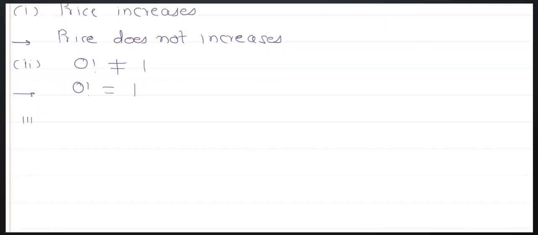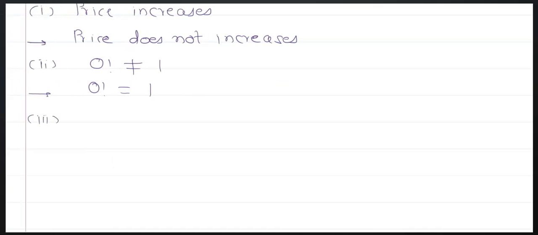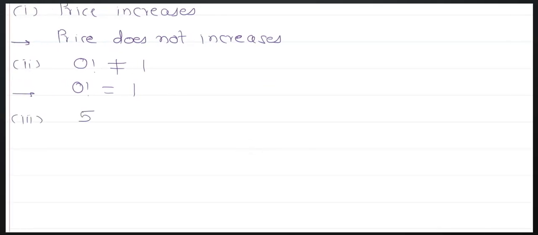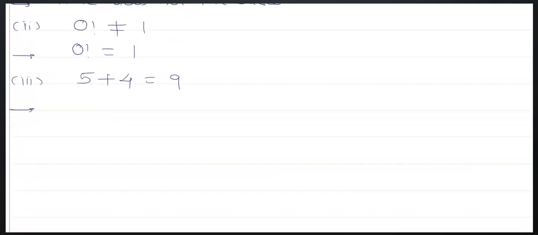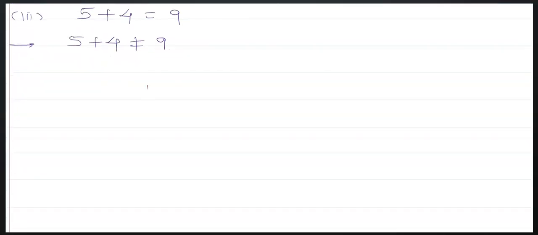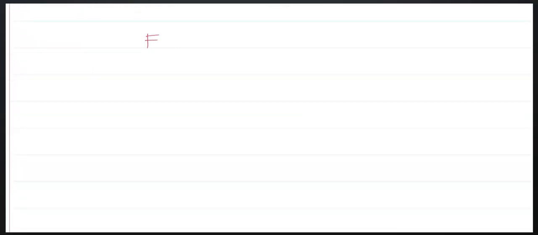Zero factorial is not equal to 1. Zero factorial is equal to 1. 5 plus 4 is equal to 9. Its negation is 5 plus 4 is not equal to 9. And now we will start the first exercise, that is 1.1.